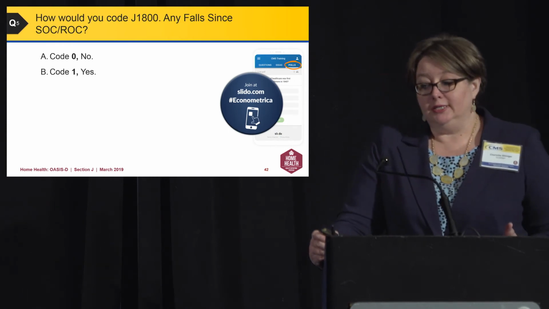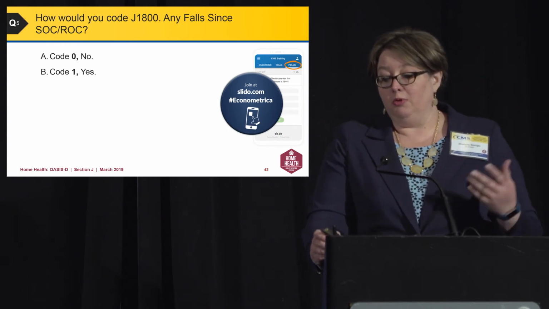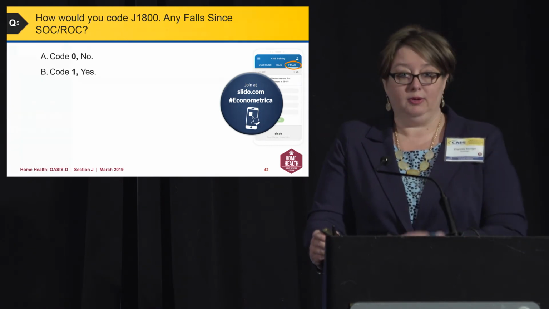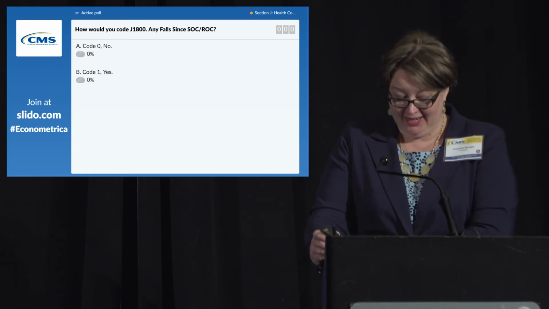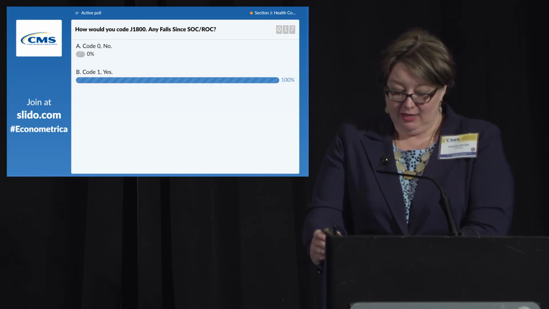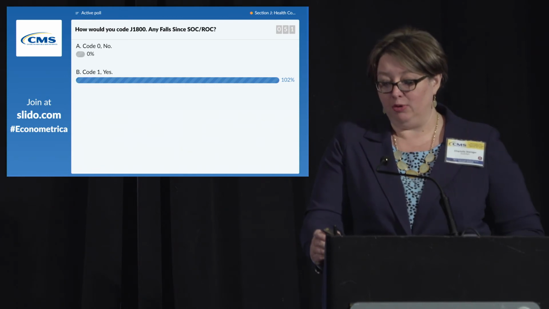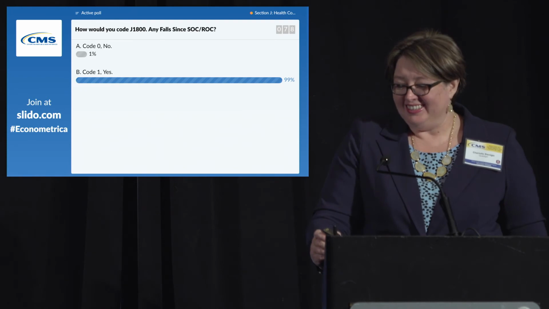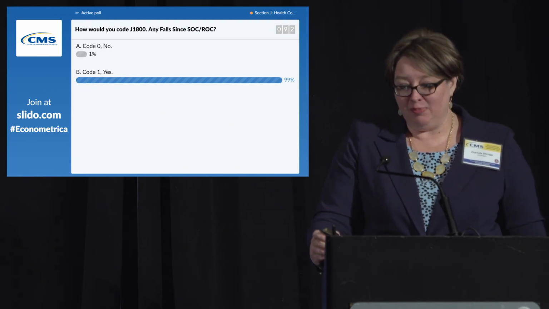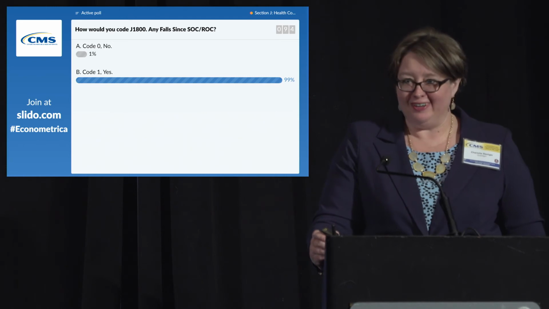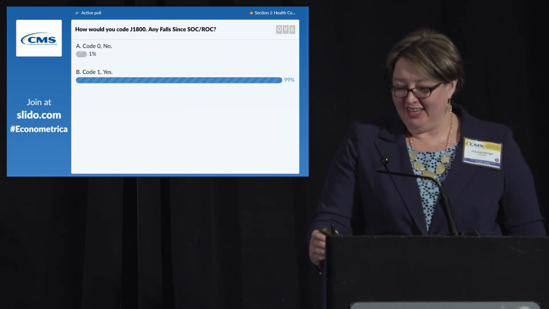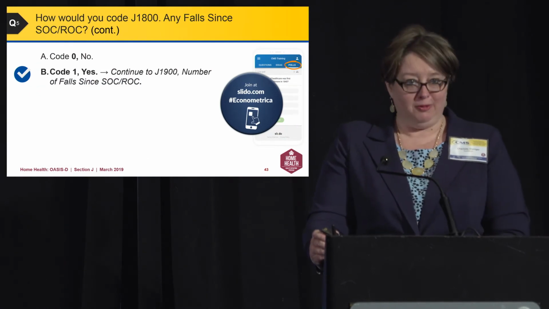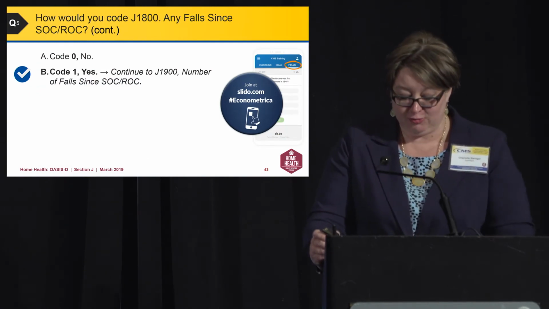So how would you code J1800, any falls since start of care, resumption of care? Would it be code 0, no, or would it be code 1, yes? Get out your phones and start voting which one you think it is. And again, this is the gateway question that we're going to start with. It looks like we have a lot of people saying yes, we would be considering this a fall. Good, and the answer is yes, indeed, this is a fall. So we will be continuing on to J1900. I'm sure you were shocked by that, right?